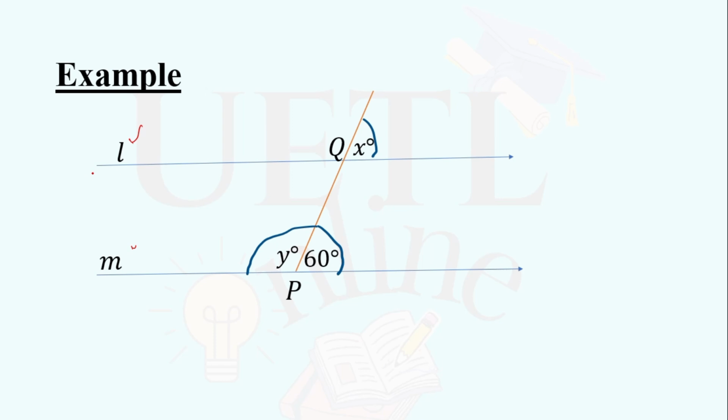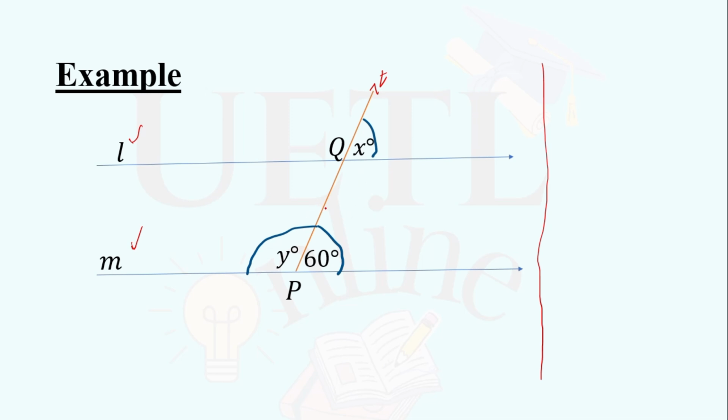There are two parallel lines, L and M, and there is this transversal PQ. Let's name it T. It's a transversal line cutting these two. We're going to be finding these angles X and Y using the laws. I think we're just going to use one law here.